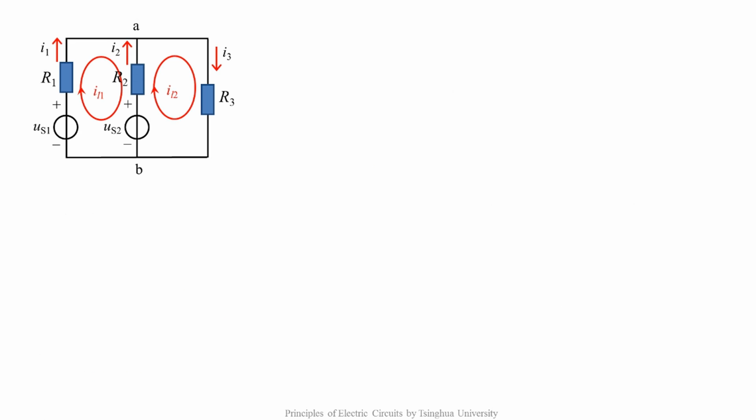Well, here we take this circuit as an example. We will explain specific steps for the loop current analysis. First of all, we select the two loop currents. Then we can write the KVL equations along the loops with certain directions. For loop 1, it should be R1 times IL1. The voltage drop across R2 should be R2 times (IL1 minus IL2).